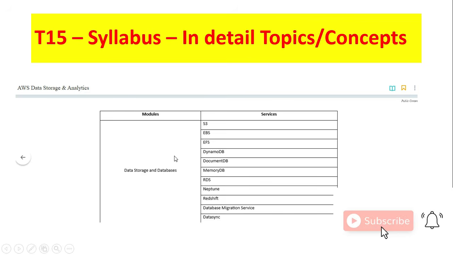So in data storage and database model we have S3, Simple Storage Service. S3 is mainly used for storage purposes like images, videos, backups, and S3 is highly scalable. Next one is EBS, which is Elastic Block Storage. It is attached to EC2 like a hard disk. And next one is EFS, which is simply Elastic File System for running multiple EC2 instances. And next we have DynamoDB, DocumentDB, MemoryDB, and RDS, which is a database, Neptune, Redshift, Database Migration Service, and DataSync. So these are important services in the data storage and databases model.